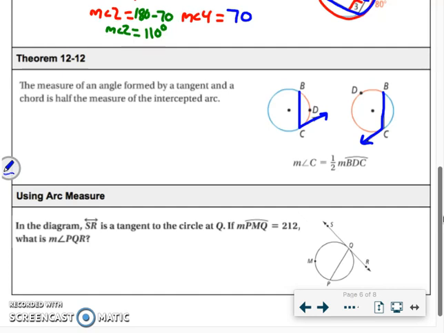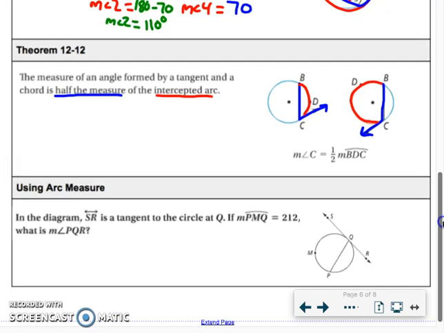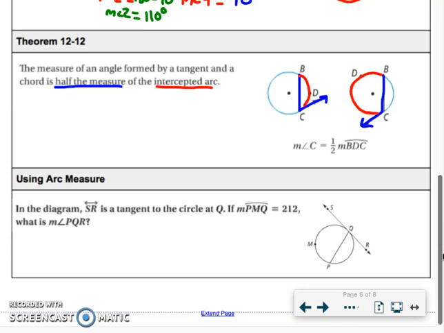You're still intercepting an arc that I'll make red here. And it's still going to be a situation where the arc is twice as big as the chord and the tangent. So it's still going to be half the measure of the intercepted arc. So it's still twice as big on the outside than the angle on the inside. So here's an example of that.